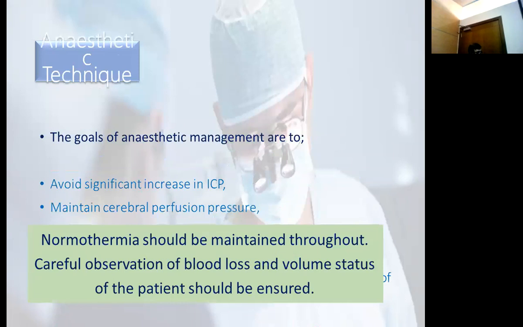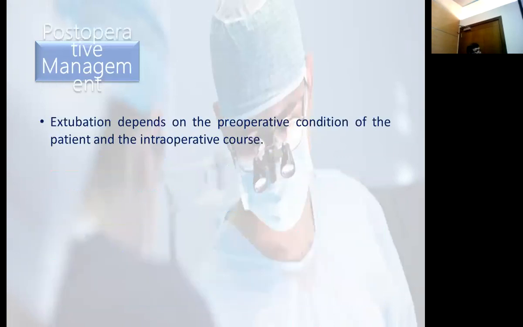Normothermia should be maintained throughout. Careful observation of blood loss and volume status of the patient should be ensured at all times, because this is a very long surgery, usually hours. Postoperatively, extubation has to be smooth because of the surgery on the brainstem, and usually we'll exchange the tube with a laryngeal mask afterwards.